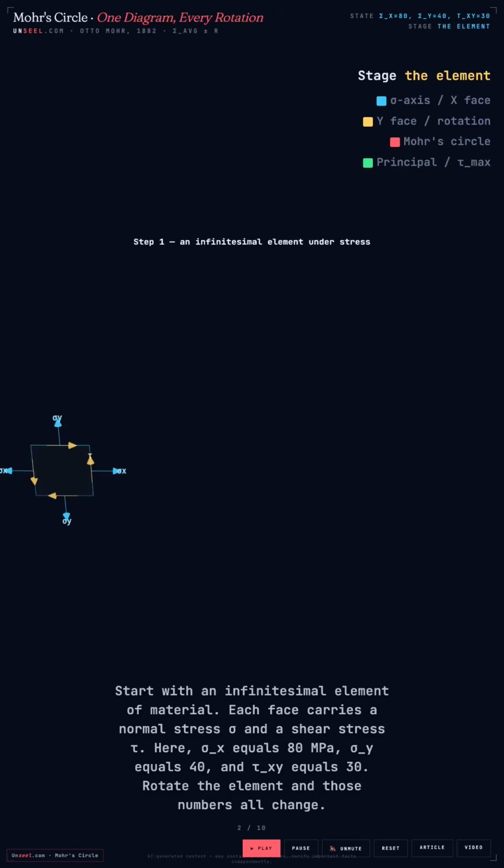Start with an infinitesimal element of material. Each face carries a normal stress sigma and a shear stress tau. Here, sigma x equals 80 MPa, sigma y equals 40, and tau xy equals 30. Rotate the element and those numbers all change.